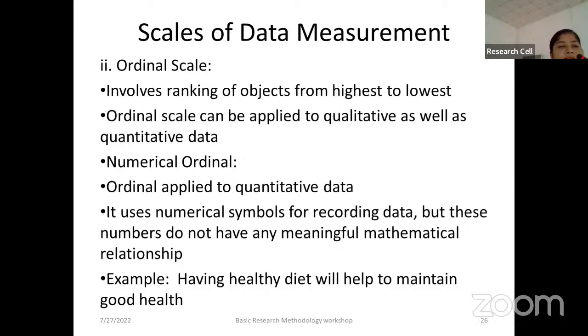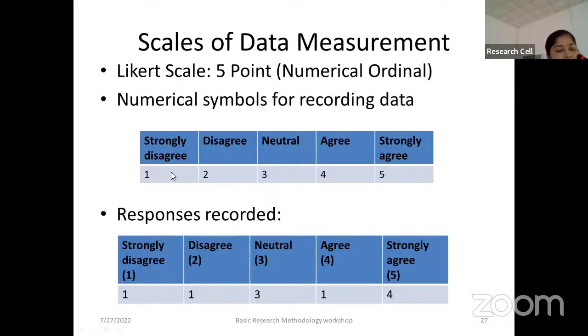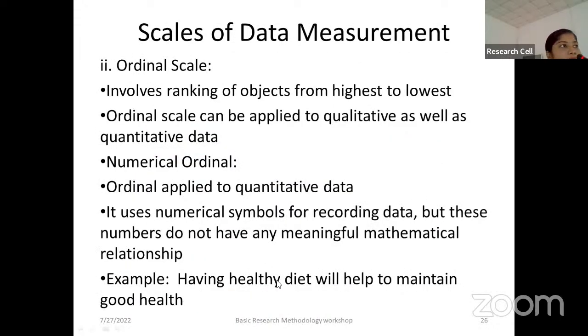It uses numerical symbols for recording data, but these numbers do not have any meaningful mathematical relationship. Although these are numbers, they are just assigned as symbols to certain characteristics, so they will not have any mathematical meaning as such. For example, having a healthy diet will help to maintain good health. This is a question, and we take the opinion of, let's say, 10 different people. We have given numerical symbols for recording the data. We are assessing the status of a healthy diet in maintaining good health.